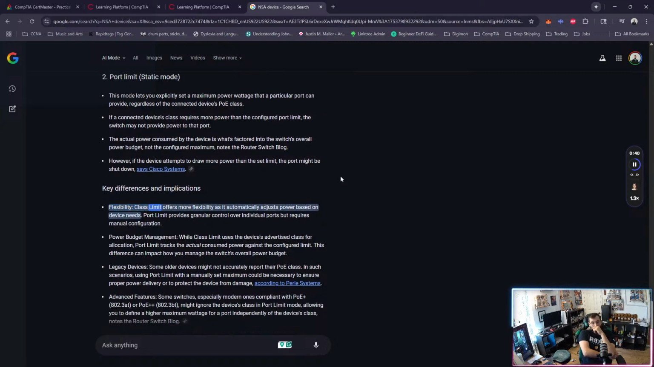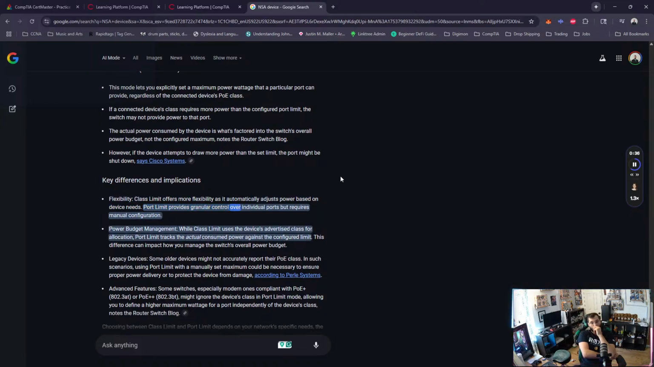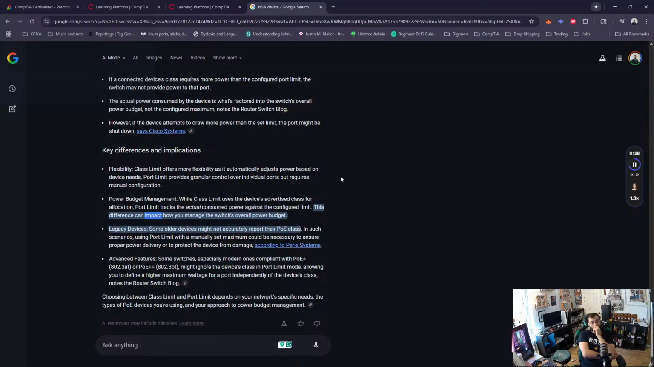Key differences and implications. Flexibility: class limit offers more flexibility as it automatically adjusts power based on device needs. Port limit provides granular control over individual ports, but requires manual configuration. Power budget management: class limit uses the device's advertised class for allocation. Port limit tracks the actual consumed power against the configured limit. This difference can impact how you manage the switch's overall power budget. Legacy devices: some older devices might not accurately report their PoE class.